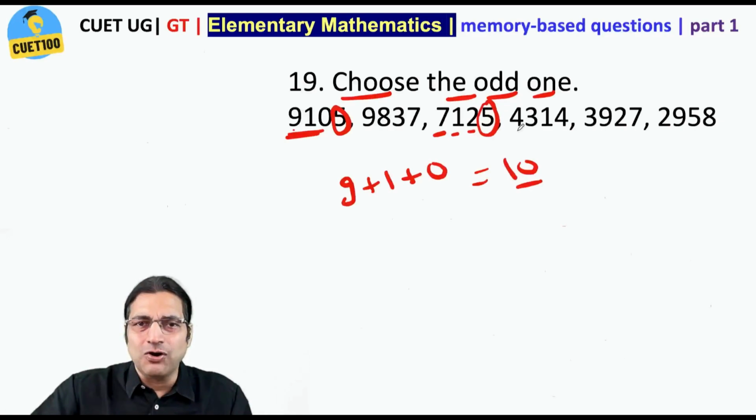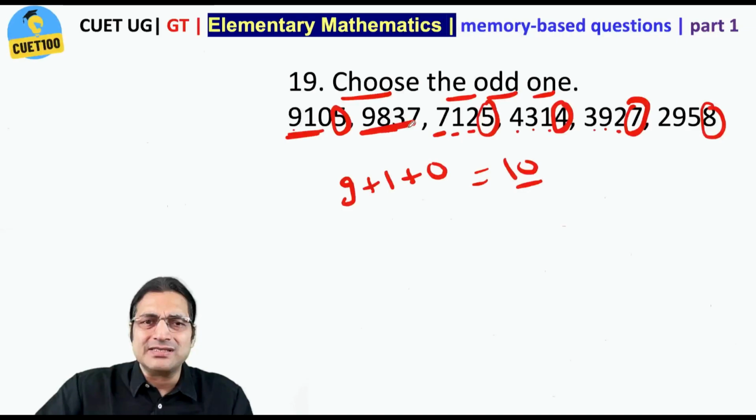Okay. 4, 3, 7 and 1, 8. Half of 8 is 4. 3 and 9, 12 and 2, 14. Half of 14 is 7. 2 and 9, 11 and 5, 16. And half of 16 is 8.